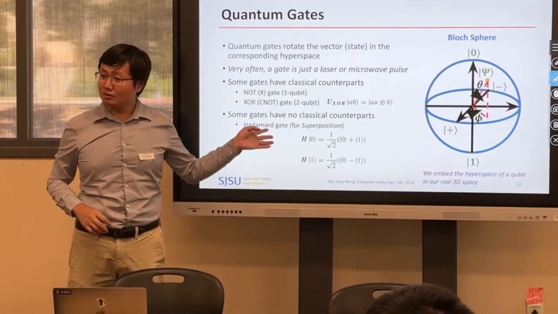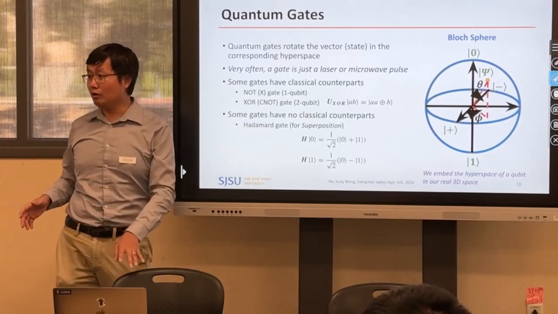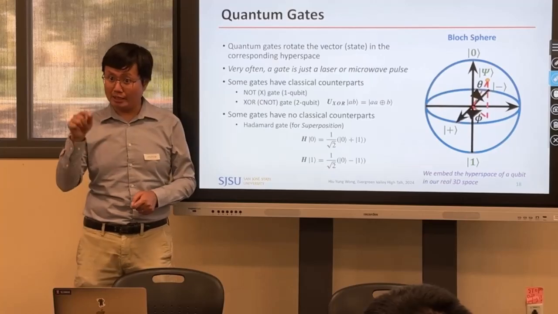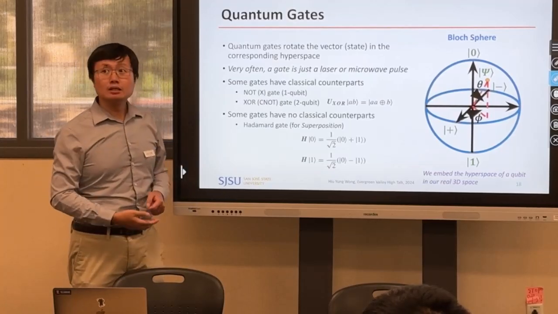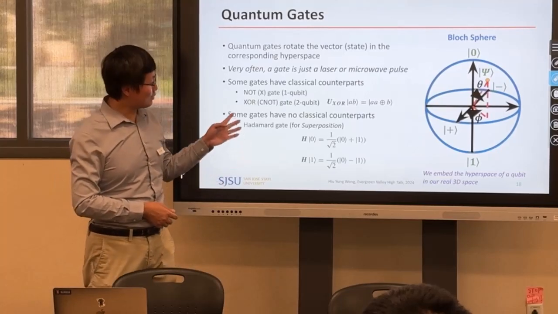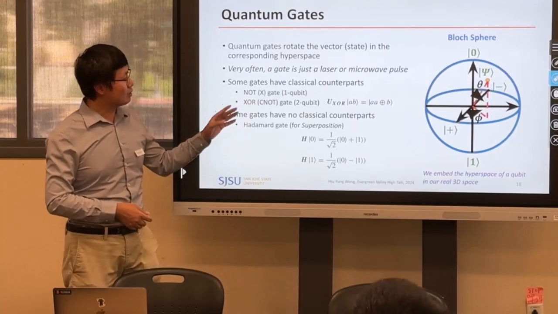But this is not. You don't have a physical gate. All you're doing is just shooting some electromagnetic wave pulse at it, and then it will change. So there are two different types of gates.